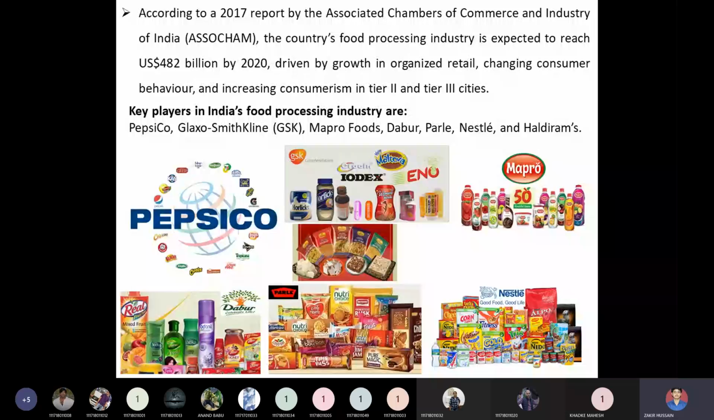The country's food processing industry is expected to reach 482 billion by 2020. So it is expected, not actually reached. Though we are already in 2020, it is not reaching because there is a lack of research funding in this sector. So there is a lack of research in this sector. The industry was almost 258 billion before 2020, but they are expecting it to increase to double that.